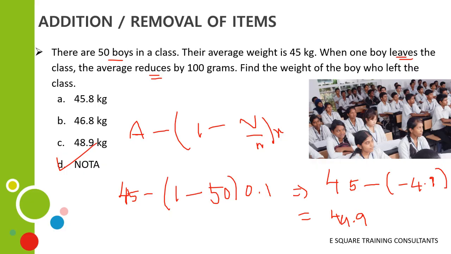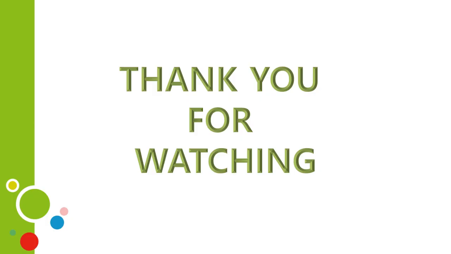I hope this hint would literally save your time in terms of calculating averages when it comes to addition and removal of items. Thank you so much for watching.